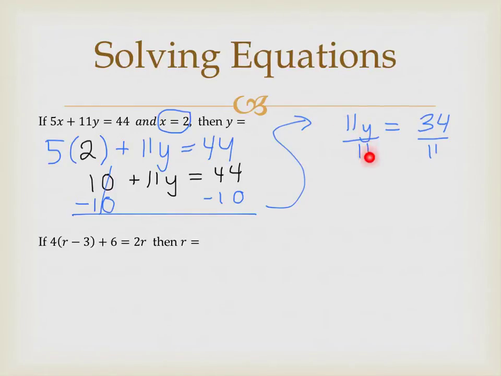11 divided by 11 is 1. 1 times y is y. So y equals 34 elevenths. On the Accuplacer, very commonly you'll get answers that are not whole numbers, and that is okay. And so what I'd like to do is actually model checking this problem from the top with your answer with this ugly fraction.